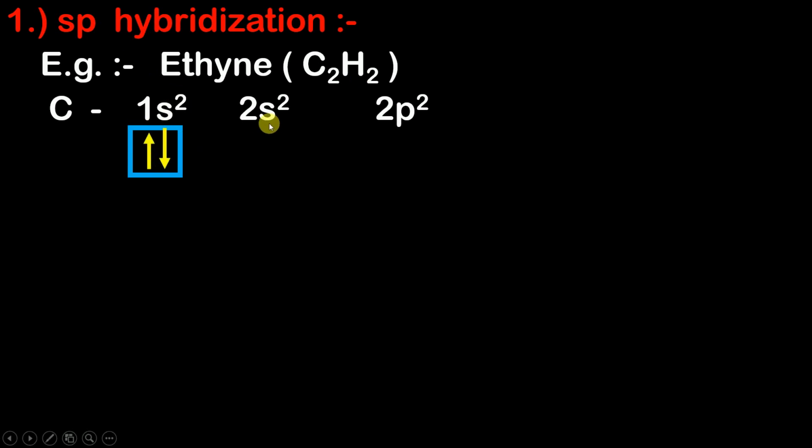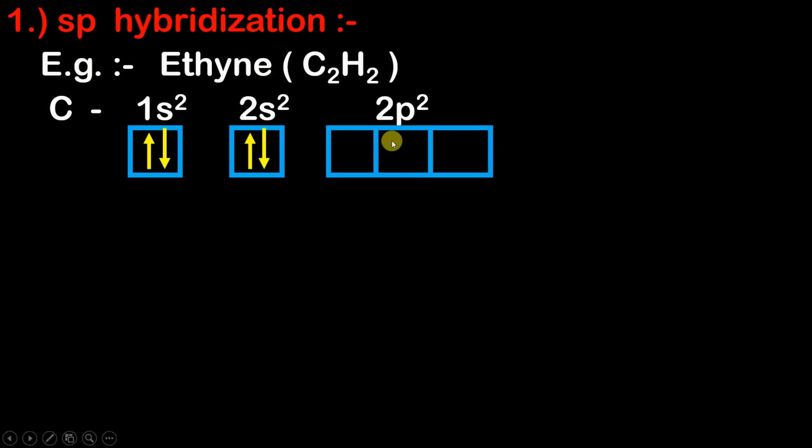Now inside this p subshell there are two electrons present. We all know that inside this p subshell there are three orbitals, px, py, pz. So we draw three boxes, and since there are two electrons present in the p subshell, first it will singly fill the orbitals. First one electron will fill the 2px orbital, and the second electron will fill the 2py orbital. This is Hund's rule.